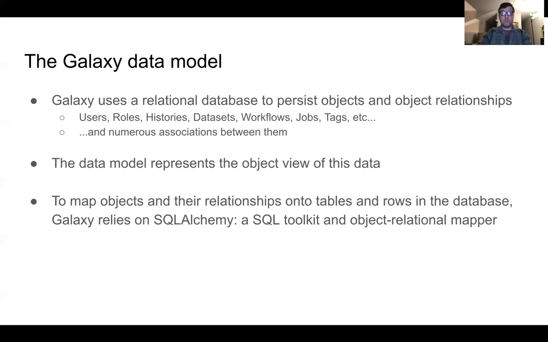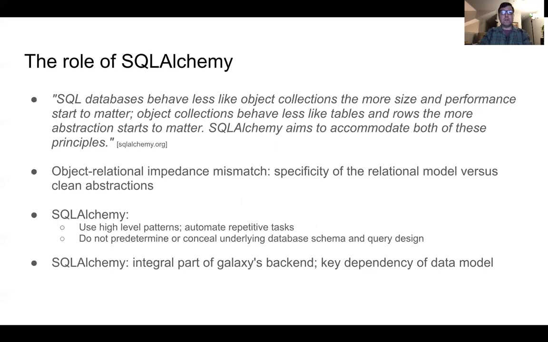it. To map Python objects and the relationships between them onto tables and rows in the database, Galaxy relies on SQL Alchemy, which is a powerful SQL toolkit and object relational mapper. SQL Alchemy is an essential component, and its role is not limited to providing the option of plugging in different database backends. It is well known that relational databases behave less like object collections the more size and performance start to matter. At the same time, object collections behave less and less like tables and rows the more abstraction starts to matter. This is usually referred to as the object relational impedance mismatch.